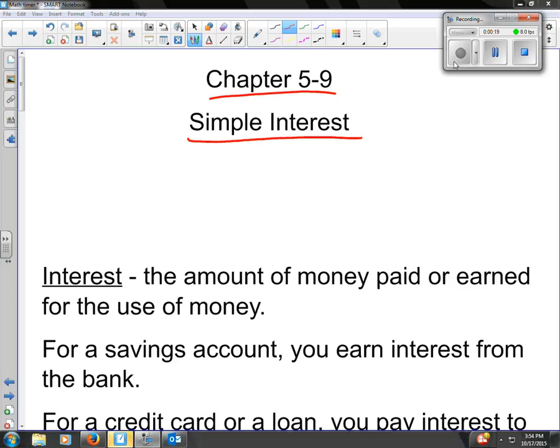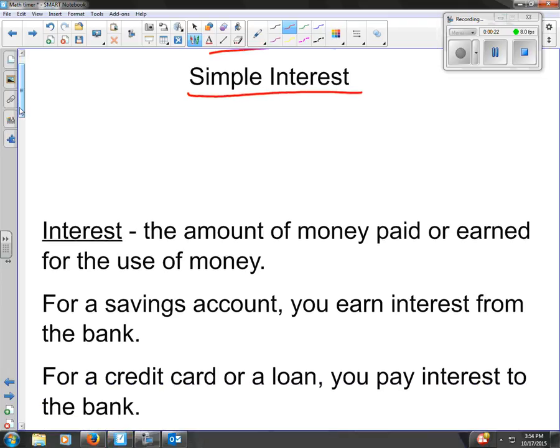Okay, this is something that certainly your parents are very much aware of, and you will be when you go to college and you apply for loans. So you're going to need to know this like now, especially if you have a bank account, if you're looking to get a credit card because you travel, etc. Okay, and interest. Interest is the amount of money paid or earned for the use of that money.